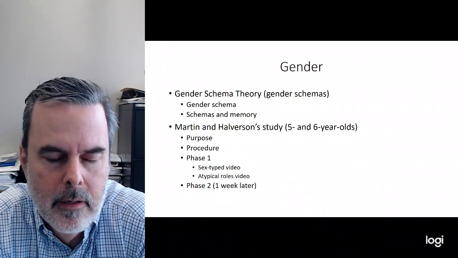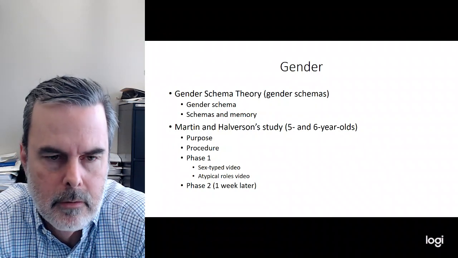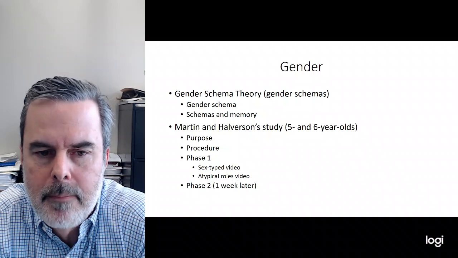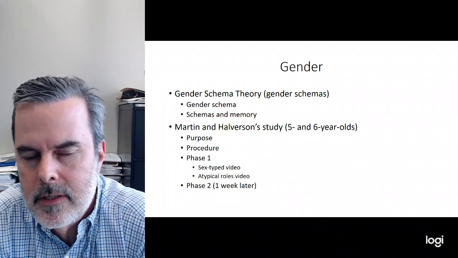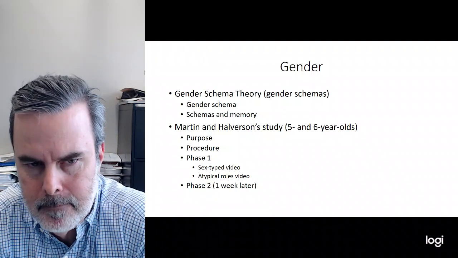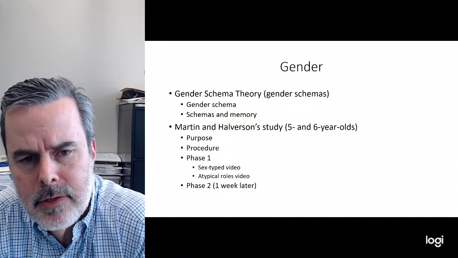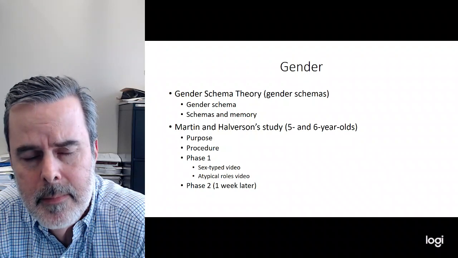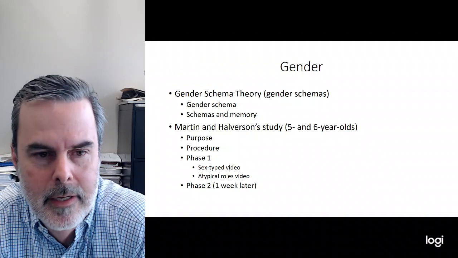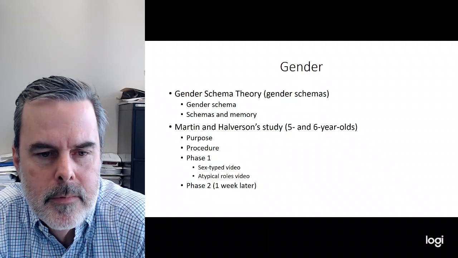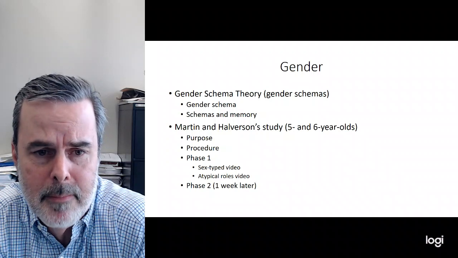The general assumption is that memories will be relatively accurate for young kids, for 5 and 6 year old kids, if they're recalling something at a later point in time that is consistent with their gender schemas, whereas the 5 and 6 year olds' memories will be relatively inaccurate if they're asked to recall something that was inconsistent with their gender schemas, in part because when they're asked to recall something that's inconsistent with their gender schemas, they distort their experiences so that their memories are consistent with the schemas, even if the memories are incorrect.